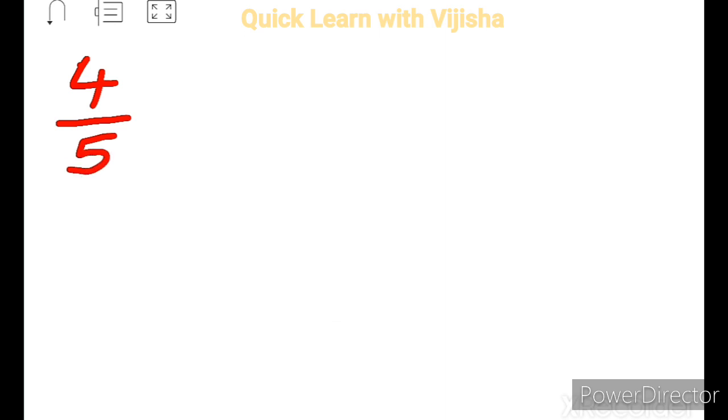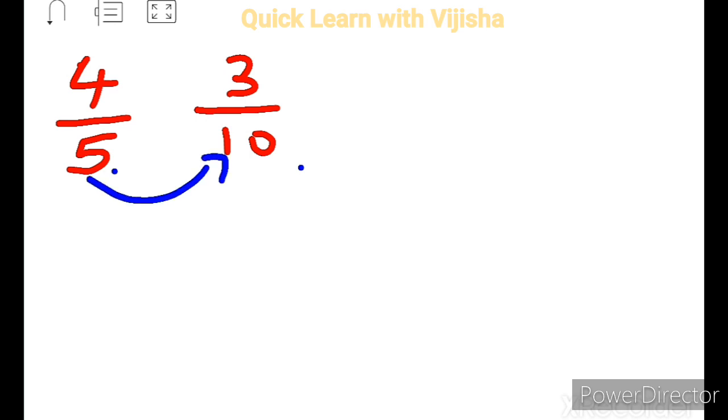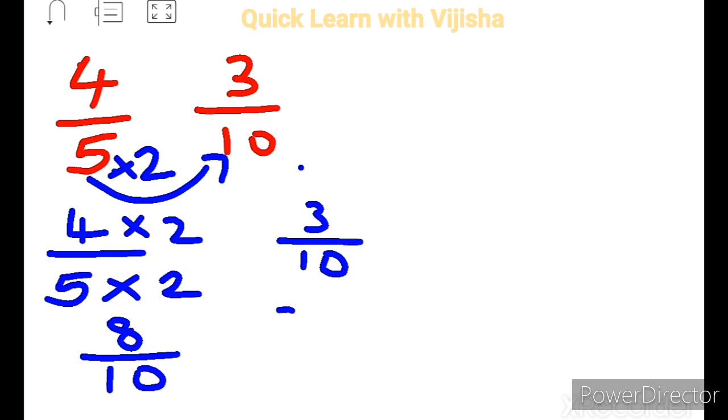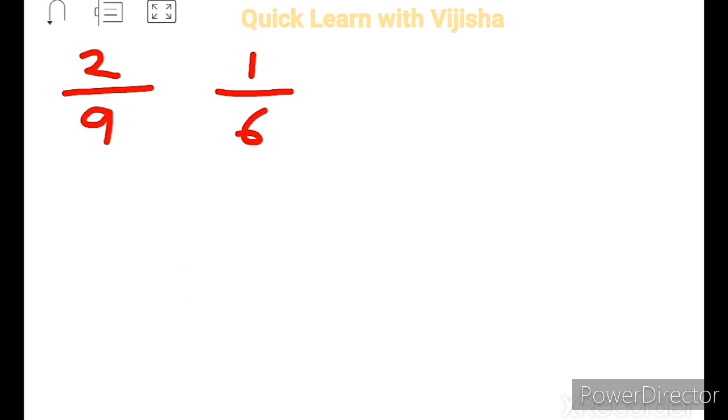4 upon 5 and 3 upon 10. Here also the denominators are different. We will check whether they have any common table. Yes, 10 goes in 5's table. At what time? 2 times. So what will we multiply? We will multiply with 2, only this fraction. So 4 upon 5 we will multiply by 2 in the numerator and denominator. And 3 upon 10 we will write the same way. So 4 twos become 8 and 5 twos become 10, and 3 upon 10. So both the values have become 10. So these are your like fractions. Understanding, children? Let's see the fourth question.